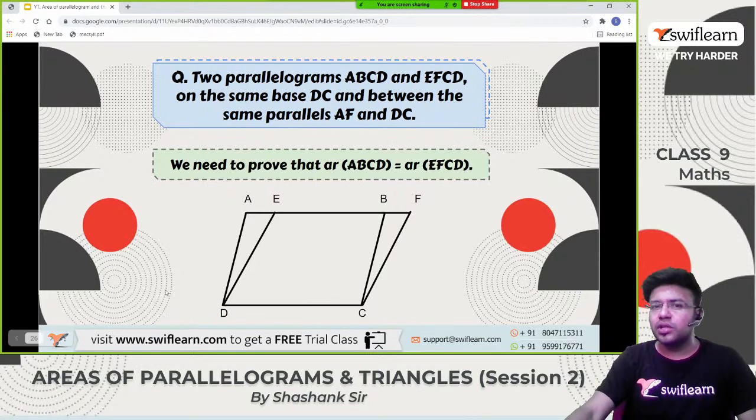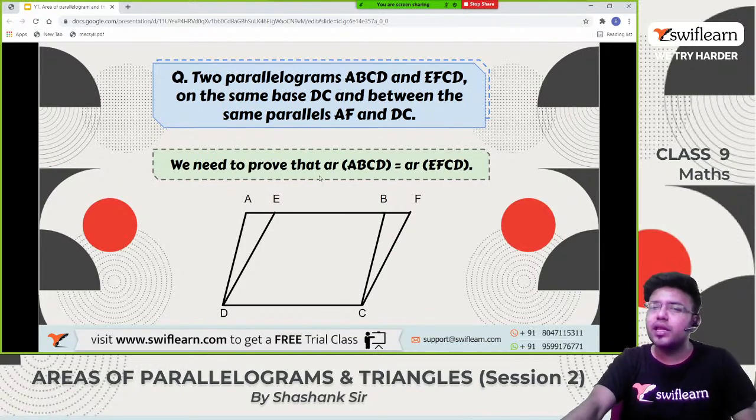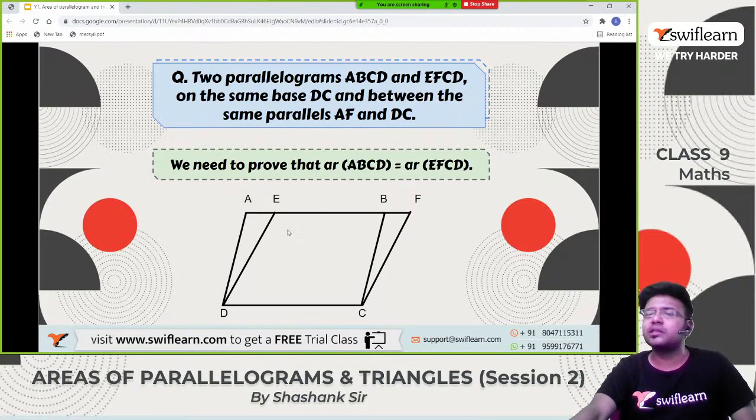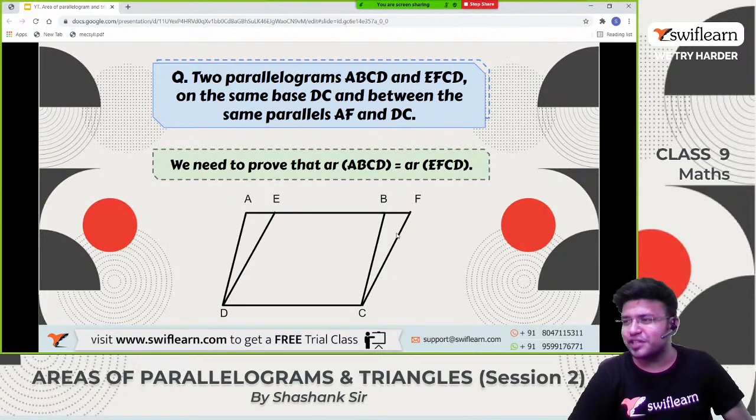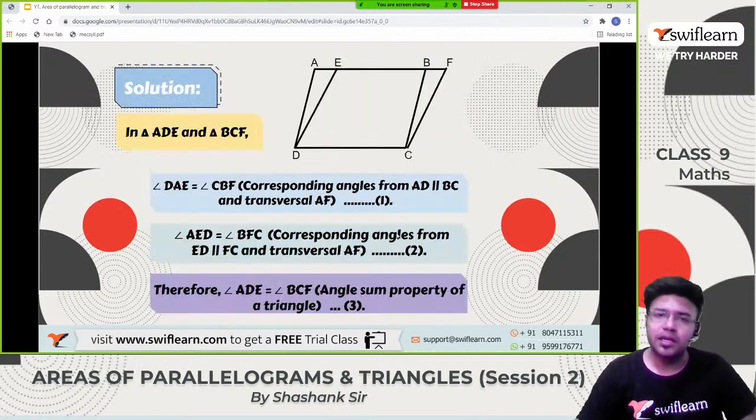EFCD on the same base DC. They have told us it is on the same base DC and between the same parallels AF and DC. Prove that the area of parallelogram ABCD is equal to the area of parallelogram EFCD. We need to prove that parallelograms on the same base and between the same parallels have the same areas.